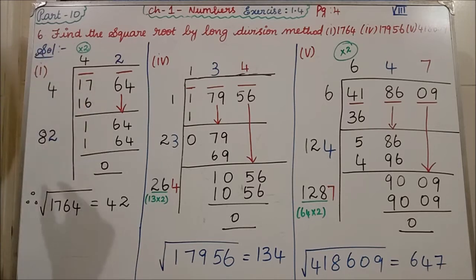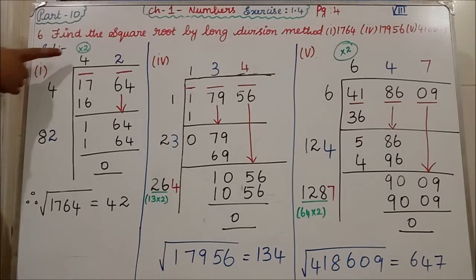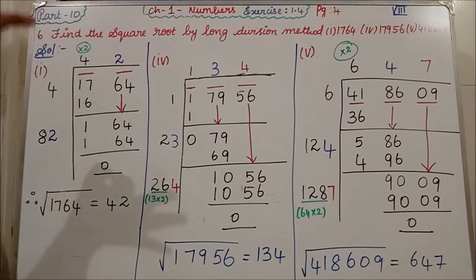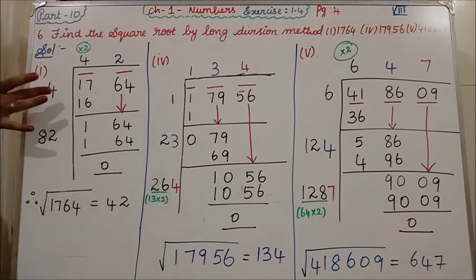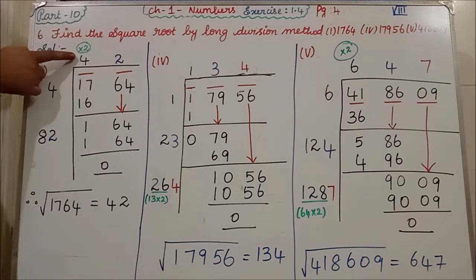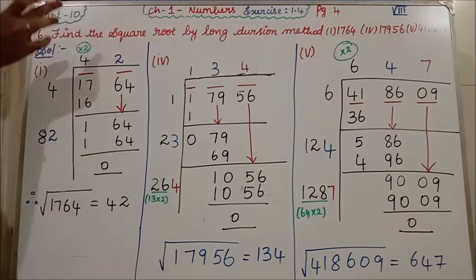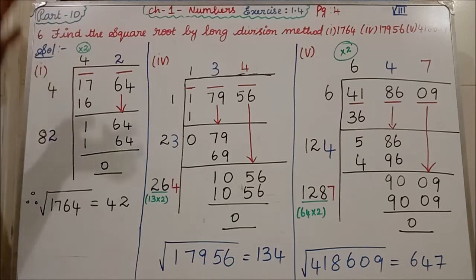After grouping, you have to see the first group. With that group, see what number comes near to it. Whatever number you write here, the same number you have to write here also. That is very important. You should not write one number here and another number here. That is wrong. In long division, whatever number you write, the same number you have to write here also. Suppose here 3, then here also 3. Suppose here 7, then here also 7.